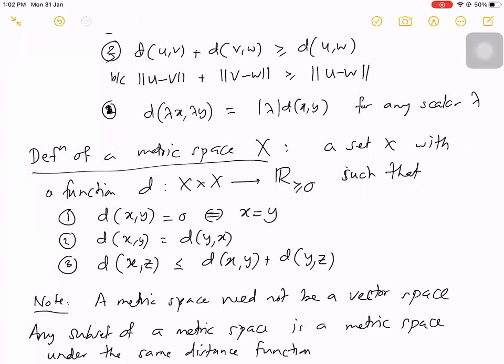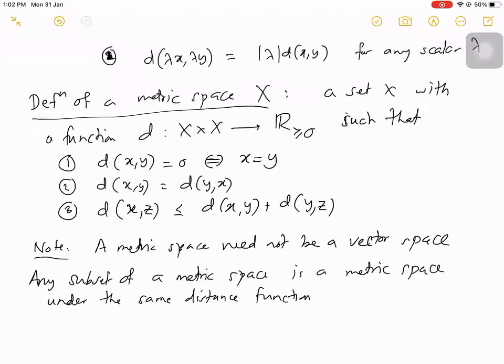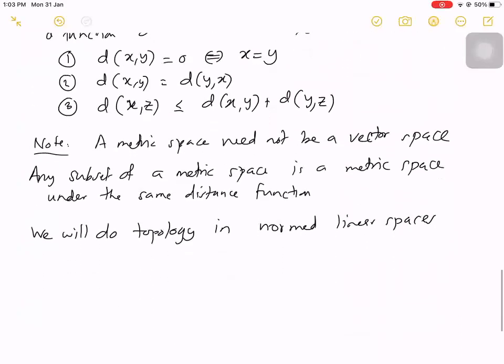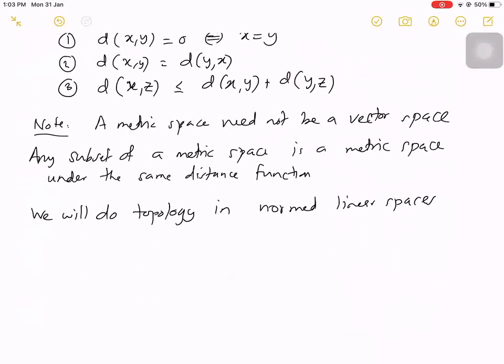So what we are going to be doing is we will do topology in non-linear spaces, but we will often use the language of a metric space.